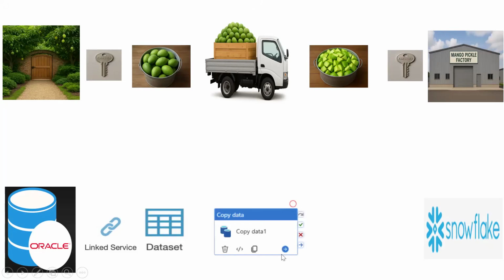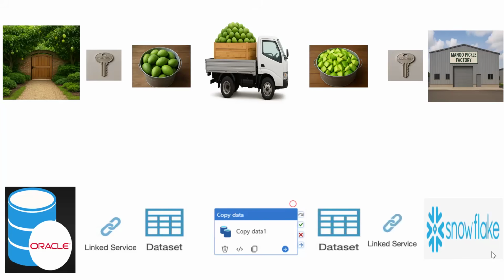Now by using copy activity, I can move the data from one source to other sources. You see, this vehicle's purpose is moving mangoes from one place to another place. Similarly, I want to move my data tables to Snowflake. First, I require a connection, a dataset, the same thing. By using copy activity, I am trying to move the data to Snowflake. Now I can transform it. I can transfer the tables as is, or I can convert into CSV files, JSON files, Parquet files, depends on the requirement.